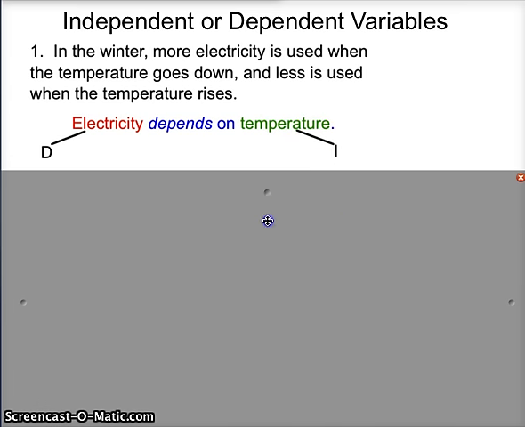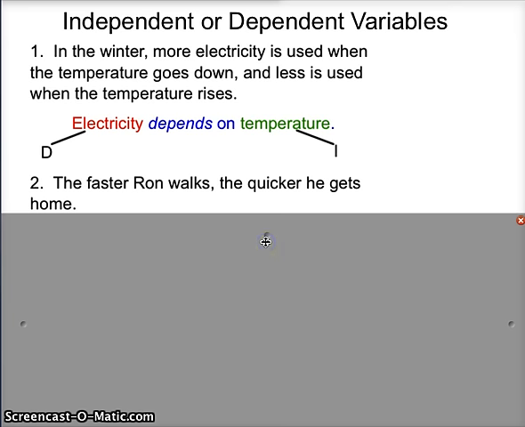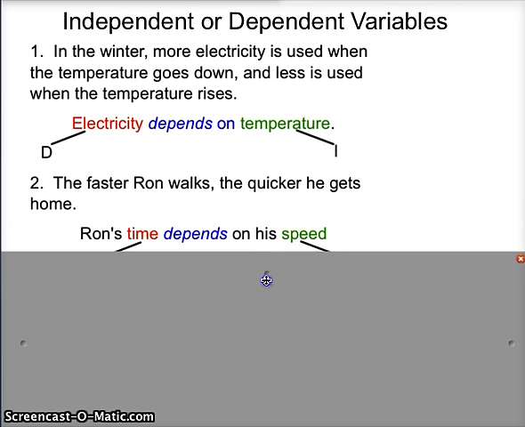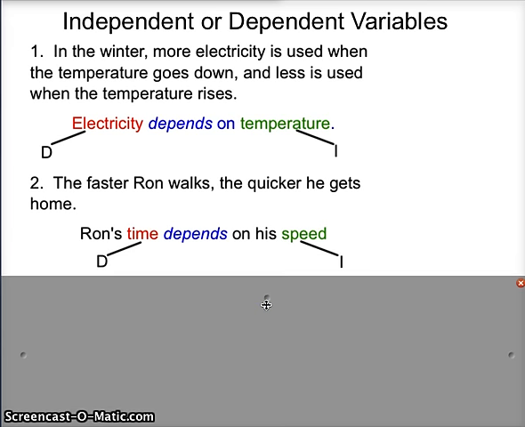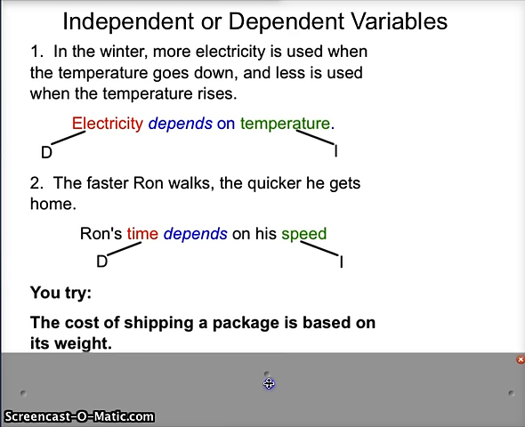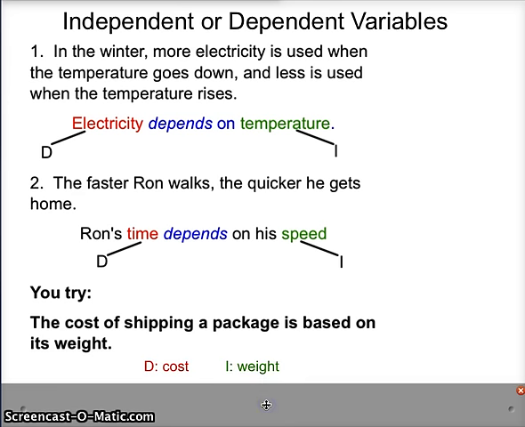Let's look at another example. The faster Ron walks, the quicker he gets home. Well, Ron's time depends on his speed. Therefore, the time is the dependent variable and the speed is what's independent. You try one. The cost of shipping a package is based on its weight. Pause the video here. You should have said that the cost depends on the weight of the package. Therefore, the cost is the dependent and the weight is the independent variable.